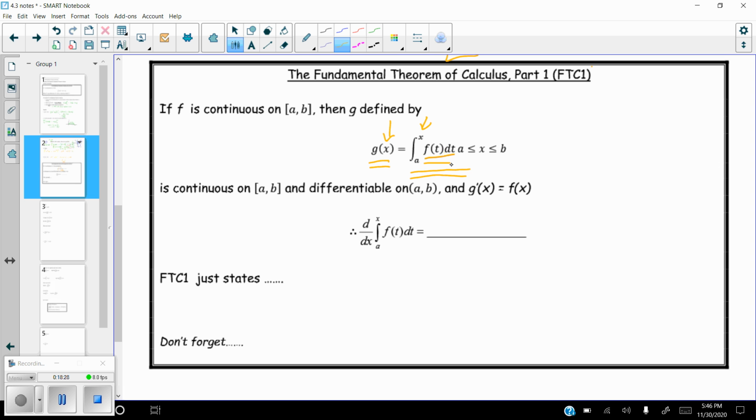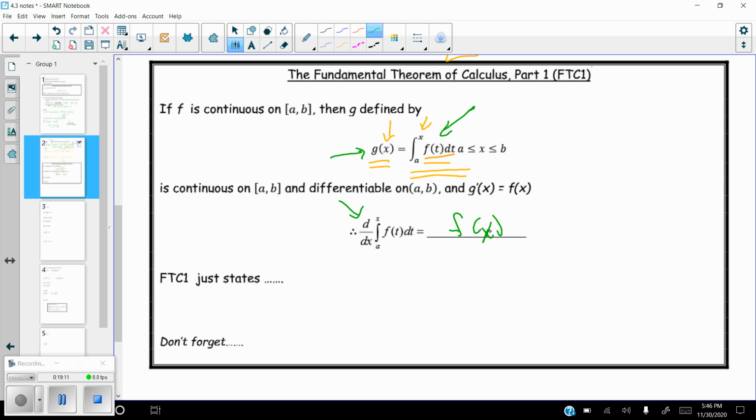If that's the case, and it's continuous on a to b and differentiable, then g prime of x equals f of x. In other words, if I were to take the derivative of both sides of this equation, this is important, if I were to take the derivative of this, that's g prime of x. If I were to take the derivative of this, that's this piece right here. It literally just says I'm plugging the derivative in front of the integral. Well, the derivative with respect to x of the integral from a to x, where a is a constant, of f of t dt is just f of x.